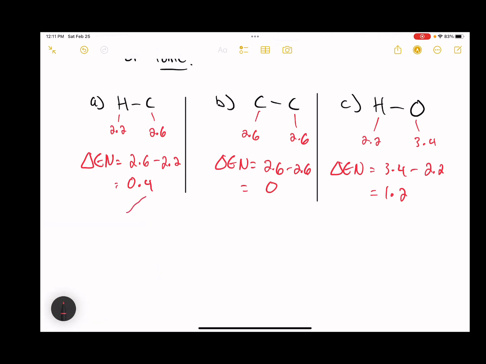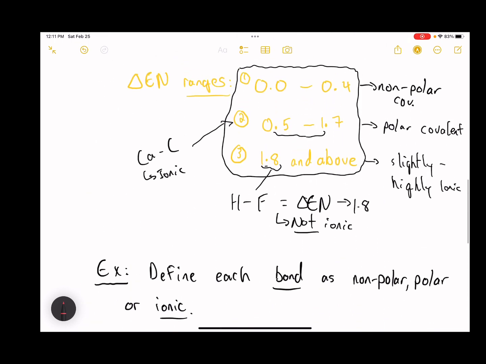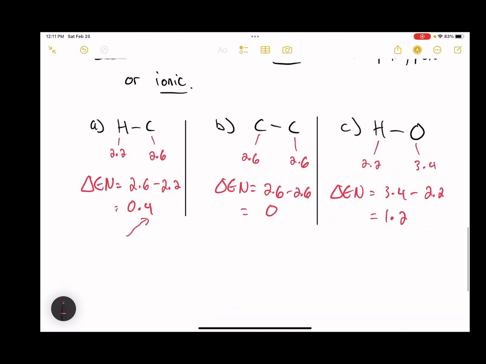Well, this one, although you could say it's slightly polar because it's not 0, still falls within the range we stated before, which is 0.0 to 0.4, that is nonpolar covalent. So this will be nonpolar. This one is definitely also nonpolar. It's within the 0.0 to 0.4 range. And then this value here is highly polar, because it is between 0.5 to 1.7.